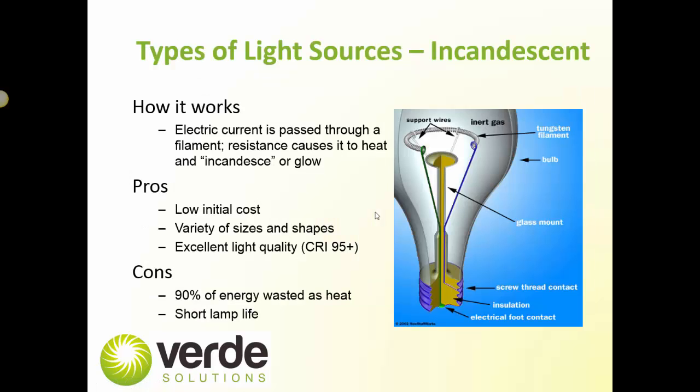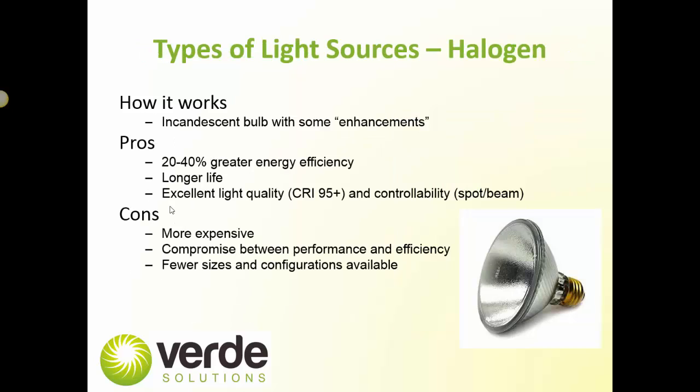So in incandescent, how it works, the electric current passes through a filament and it incandesces or glows. The pros are their very low initial cost, variety of shapes and sizes, very decorative. They dim really well. They have a really good CRI. The con is that 90% is wasted as heat, and they have incredibly short lamp lives.